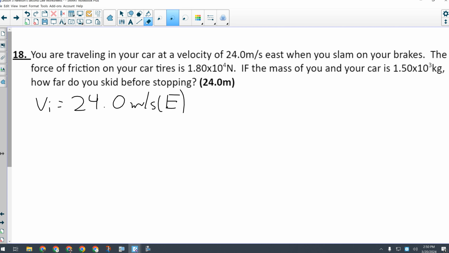When you slam on your brakes, the force of friction on your car tires is 1.8 times 10 to the 4 newtons. Well, that's a force, so that's got to go in my free body diagram somewhere. If that is my car, whose mass is the next thing they tell me, 1,500 kilograms, and I'm going to say that direction is east, where should I draw friction on that diagram?